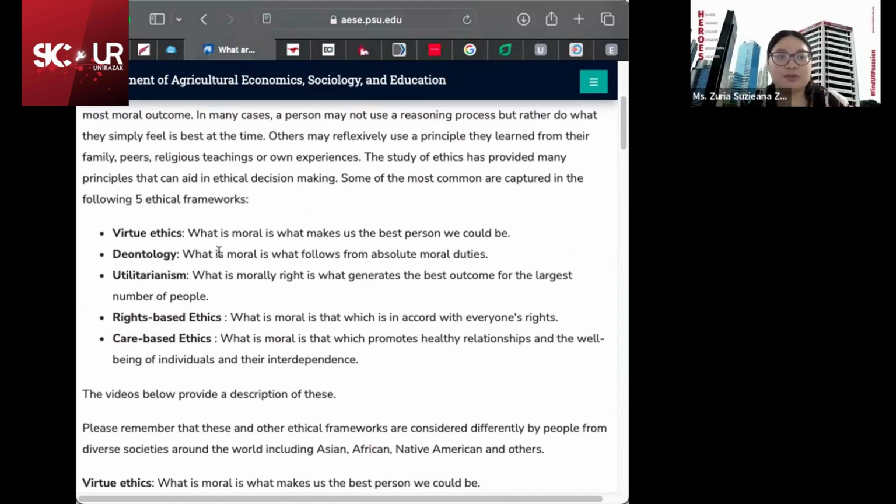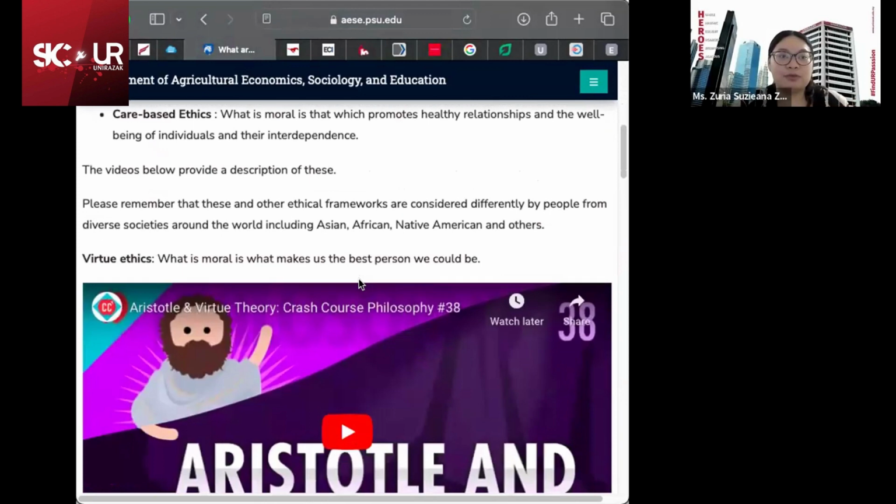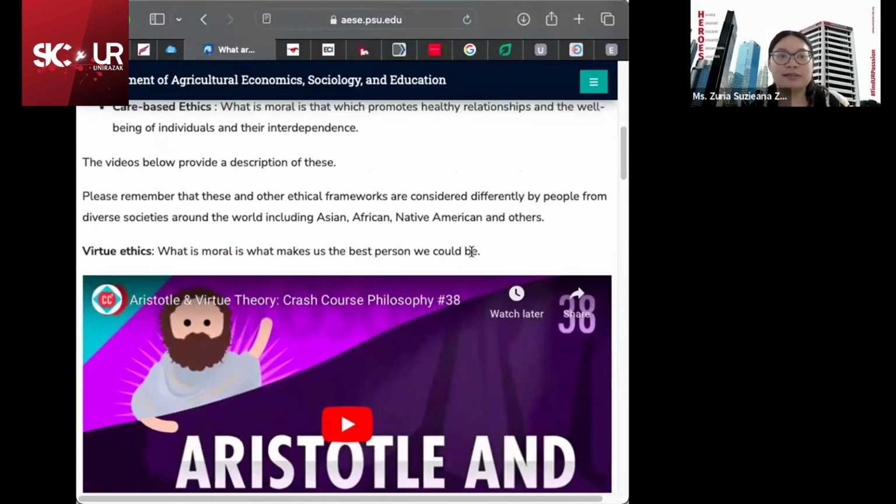So firstly is virtue ethics. When we talk about virtue ethics, this is what is moral that makes us the best person that we could be. If you remember I told you about being virtuous people, virtuous people don't really have a problem determining the right thing to do because they are virtuous by nature. They have good habits. They don't need moral reasoning because they simply know what to do. A virtuous person knows what to do at the right place at the right time towards the right people, and says the right thing and does the right thing.